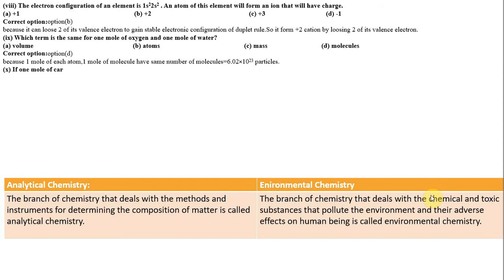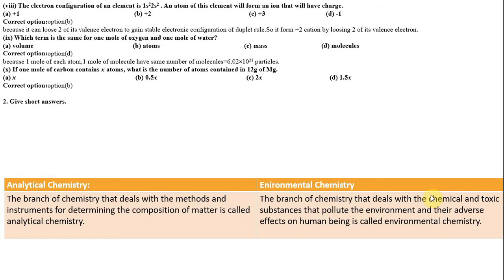Number 10. If 1 mole of carbon contains X atoms, what is the number of atoms contained in 12 gram of Mg? A X, B 0.5X, C 2X, or D 1.5X. Correct option is option B.